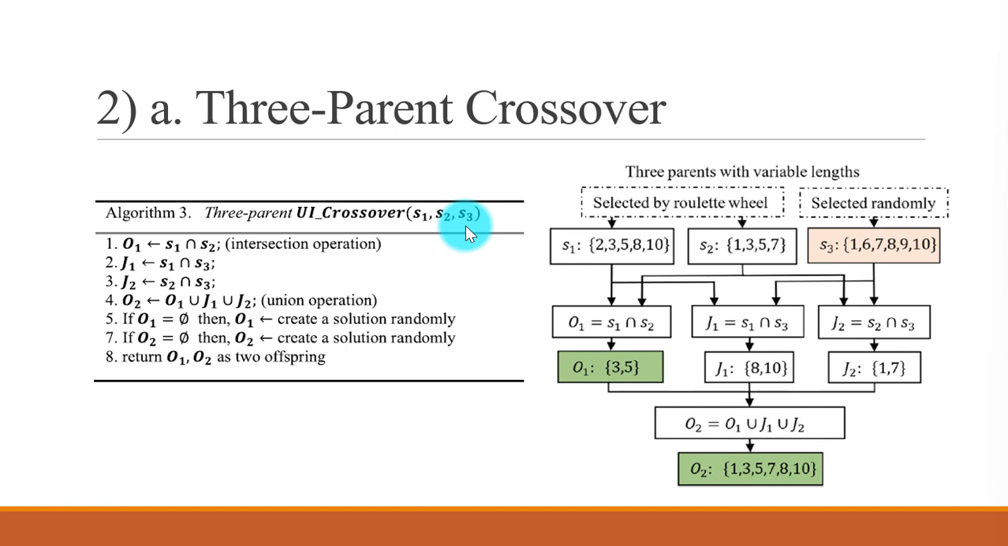The two offspring, O1 and O2, are produced by combining union and intersection set operations. The intersection of S1 and S2 creates O1. And the union of O1, J1, and J2 produces O2. It's very simple. You can have two new solutions by following only these four steps. This figure is an example of producing two offspring, O1 and O2, with the set-based three-parent crossover.